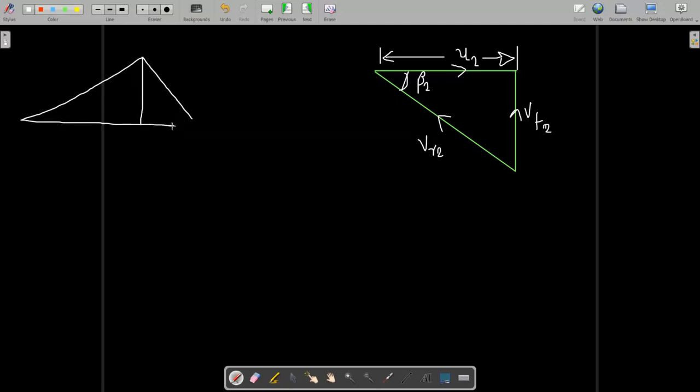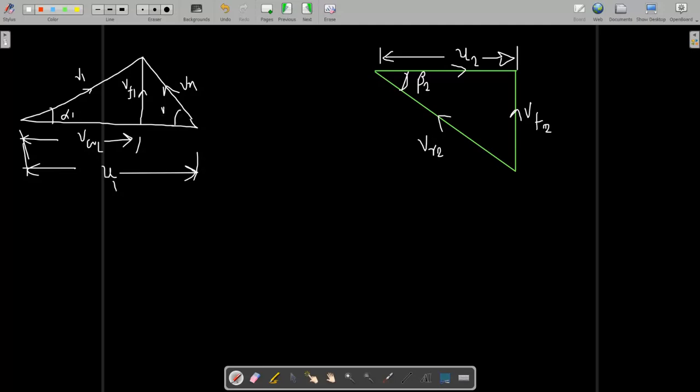Okay, this is V1, this is Vf1, this will be Vw1 up to this portion, and it is also U1 at inlet, and this is relative velocity Vr1. This angle is your inlet angle, and this is inlet blade angle.